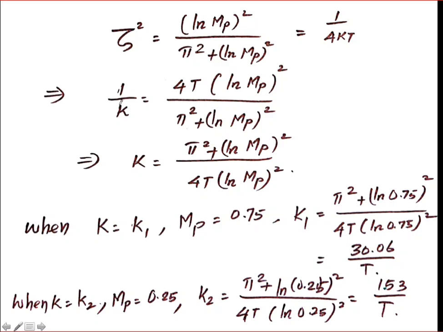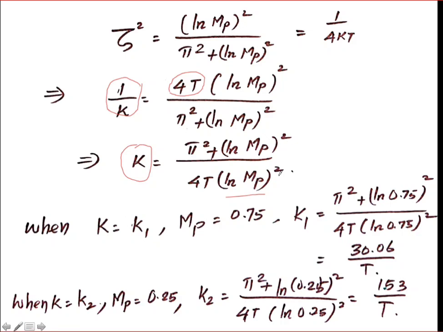Now I am going to rearrange this equation by multiplying 4t with the numerator of this equation. I will get 1 by k is equal to 4t into (natural logarithm of Mp) square divided by pi square plus (natural logarithm of Mp) the whole square. Now we need only k, not 1 by k. So we are changing the numerator into the denominator to find the value of k. So k is equal to pi square plus (natural logarithm of Mp) the whole square divided by 4t into (natural logarithm of Mp) the whole square.